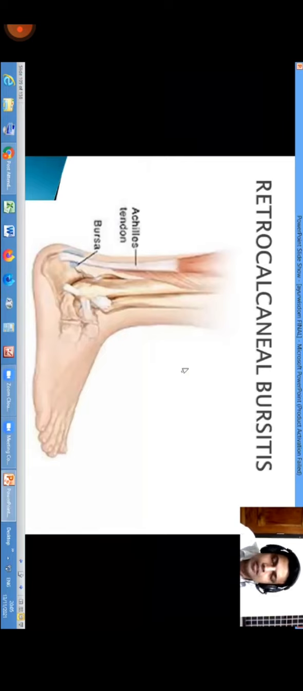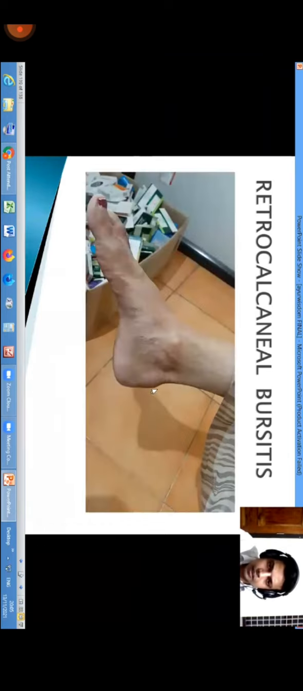Then coming to retrocalcaneal bursitis. Here we can see the Achilles tendon and the bursa. Here is the retrocalcaneal bursa, and inflammation of the bursa is called retrocalcaneal bursitis. It is a common condition. In this patient, we can see a swelling here. This is a case of retrocalcaneal bursitis. This is the site of bursitis.